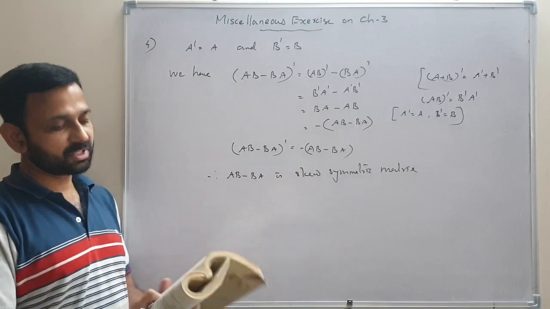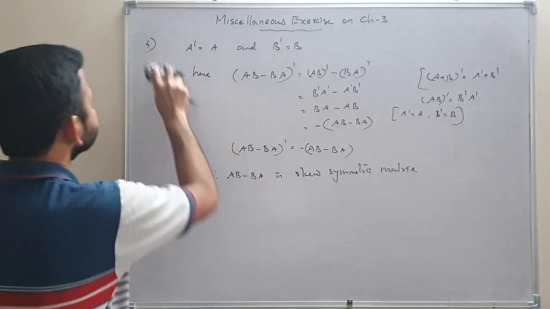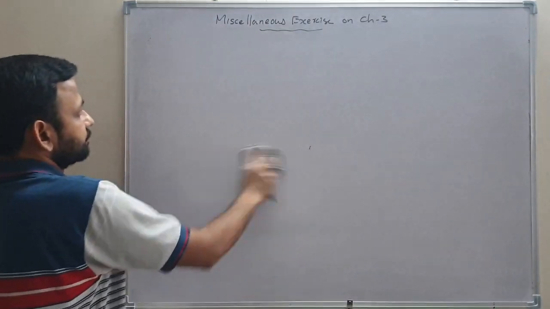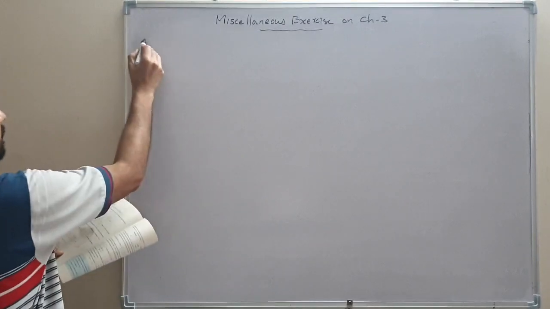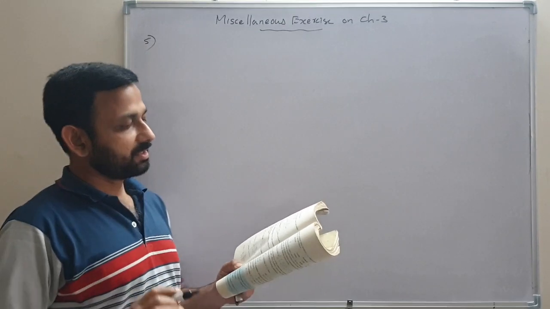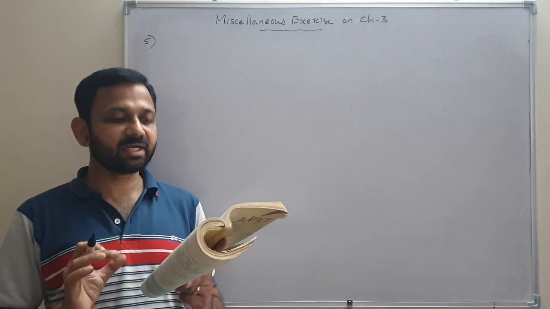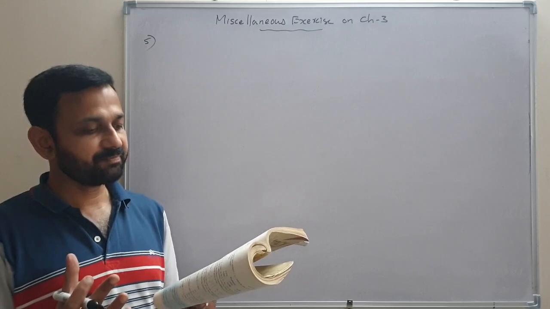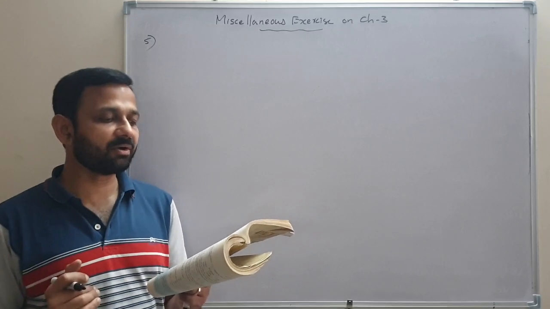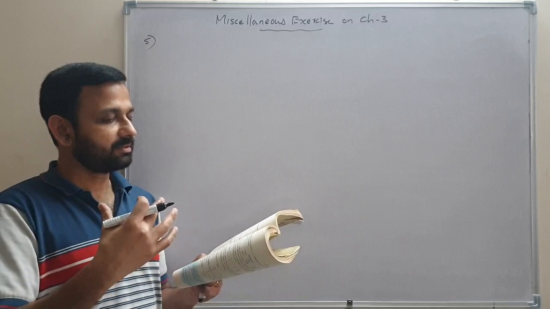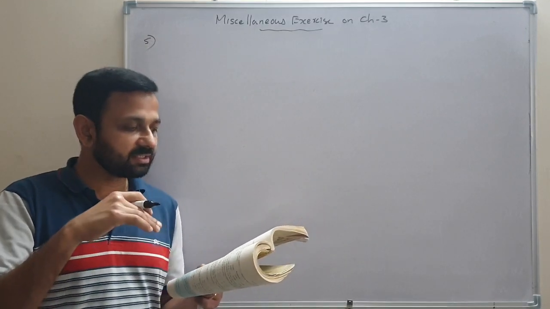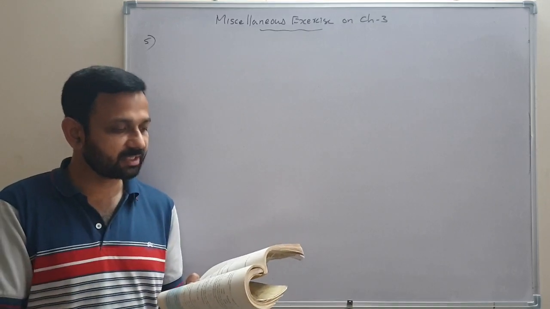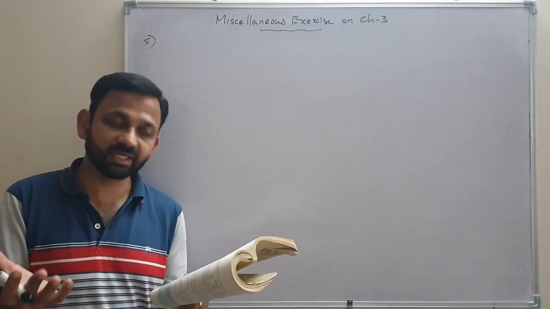Now we are going to do question number 5. Show that the matrix B transpose AB is symmetric or skew symmetric according as A is symmetric or skew symmetric. So we need to prove if A is symmetric, B transpose AB is symmetric, and if A is skew symmetric, we need to prove B transpose AB is skew symmetric.